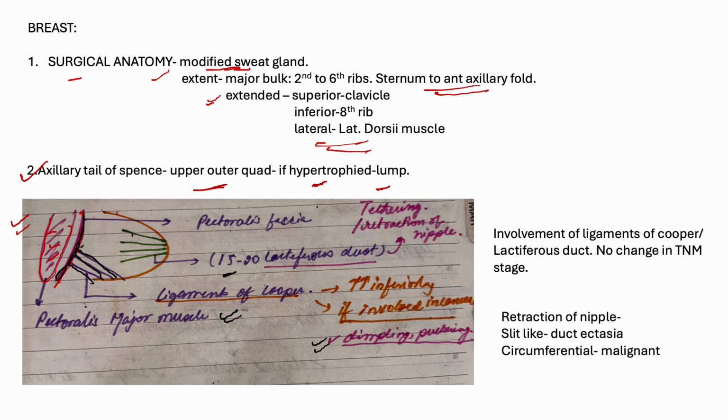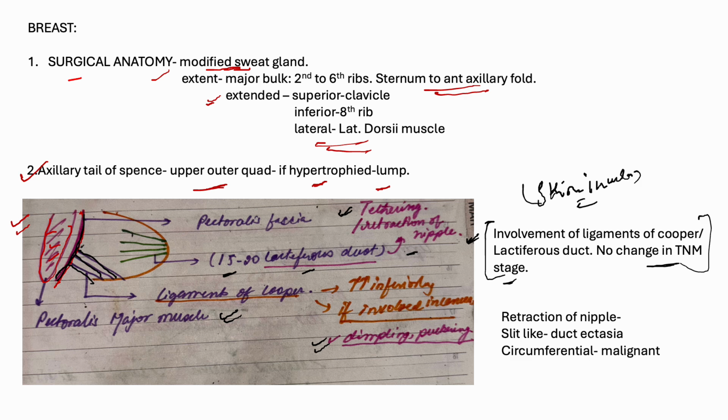And there are 15 to 20 lactiferous ducts in the breast. If those are involved, then they can cause tethering or retraction of the nipples, right? Important thing, that involvement of ligaments of Cooper or the lactiferous duct doesn't change the TNM staging. This doesn't show that the skin is involved or not. The skin involvement is not shown by this.